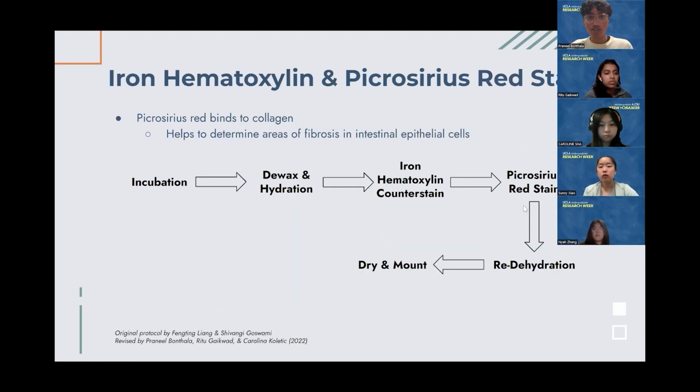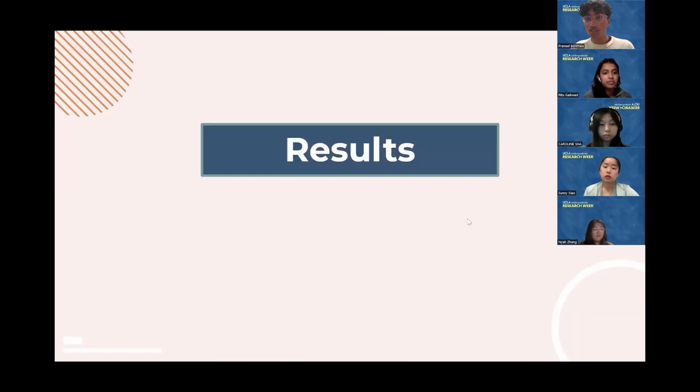In regards to the hematoxylin and picrosirius red stain procedure, this was extremely helpful for our specific project because picrosirius red specifically binds to collagen, which is indicative of fibrosis. Using the picrosirius red stain allowed us to quantify the amount of fibrosis in the tissue and better establish a causal relationship between dysbiosis and greater inflammation in patients diagnosed with ulcerative colitis.